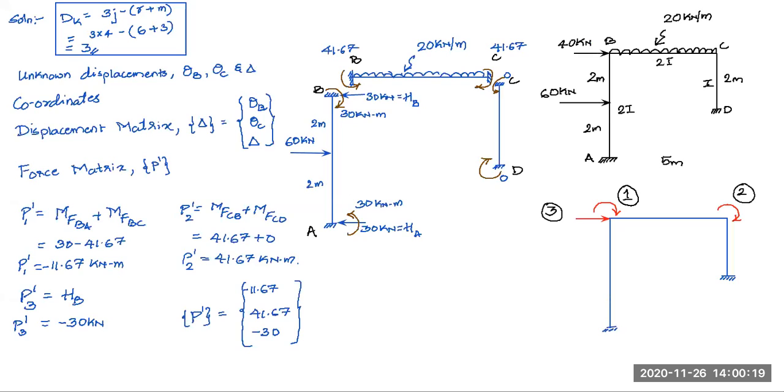Is there any confusion in that part? Okay, so I'll come to the next part over here. In the next part, what we are supposed to do is go for developing the stiffness matrix. So this is our stiffness matrix.